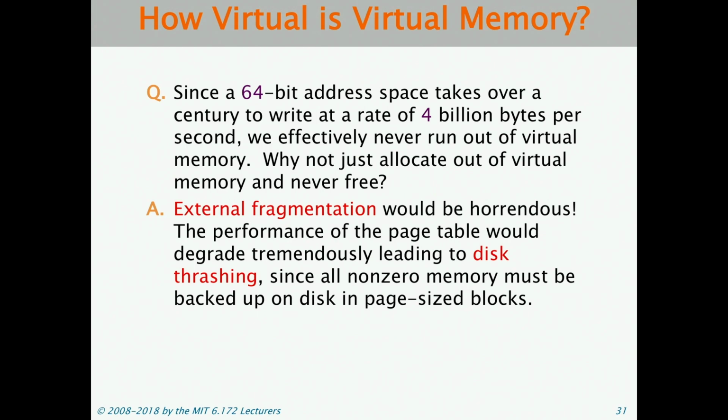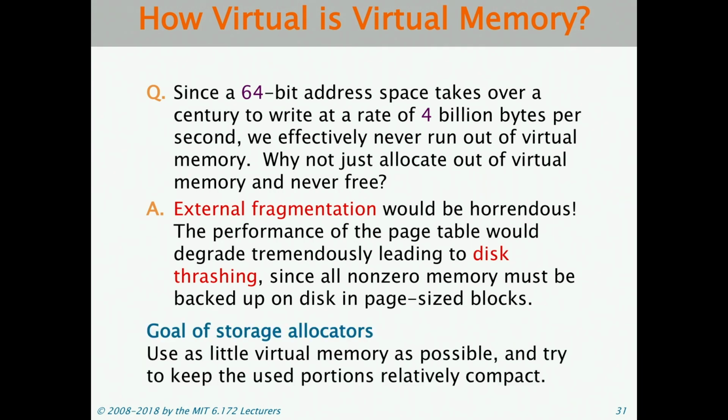The performance of the page table is going to degrade tremendously because the memory that you're using is going to be spread all over virtual memory, and you're going to use many pages. And this leads to disk thrashing. So you have to do a lot of swaps of pages in and out of disk. Your TLB hit rate is going to be very low. Another reason is that you're also going to run out of physical memory if you never free anything. So one of the goals of storage allocation is to try to use as little virtual memory as possible and to try to keep the used portions of the memory relatively compact.